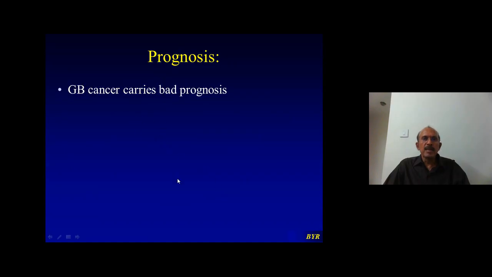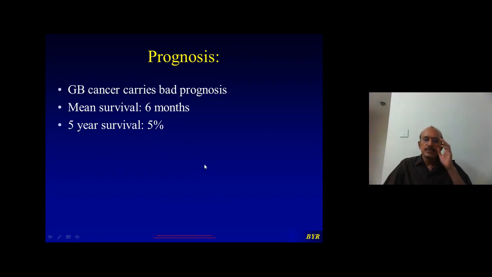Prognosis: gallbladder cancer carries a bad prognosis. Mean survival is only 6 months. The 5-year survival rate is 5%. So with this, we complete the topic of gallbladder and bile ducts. So we have completed the diseases of the pancreas, gallbladder, bile ducts, and liver. That means biliary and pancreatic diseases. Then from the next class onwards, we will study the luminal alimentary tract. That means the stomach, small bowel, large bowel, rectum, and esophagus.